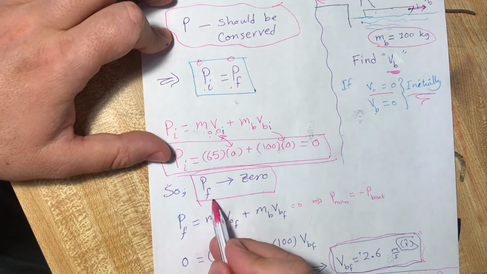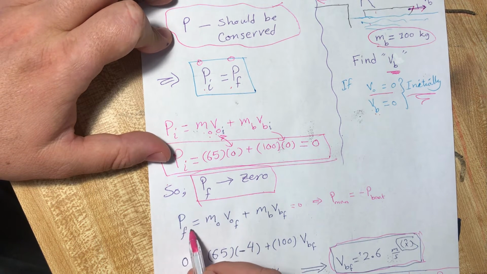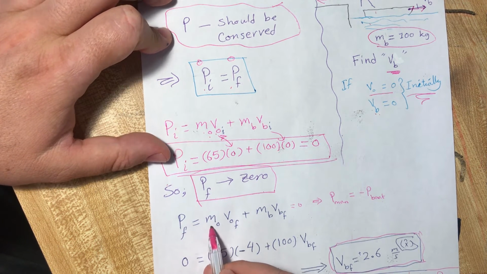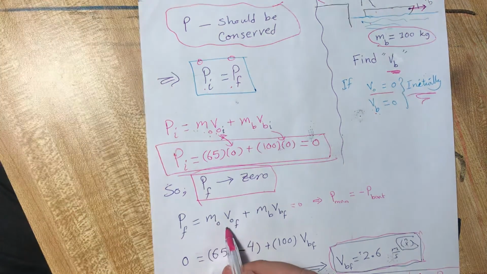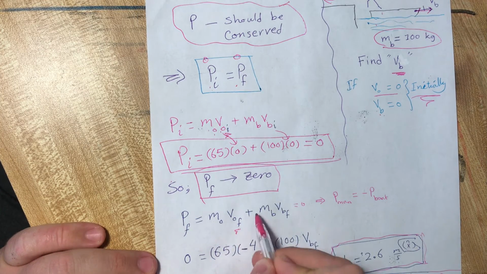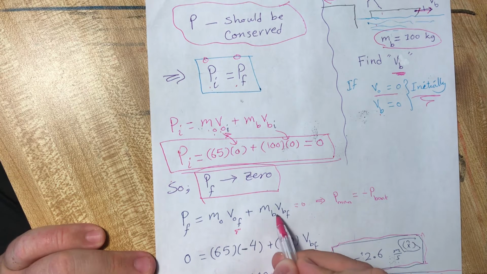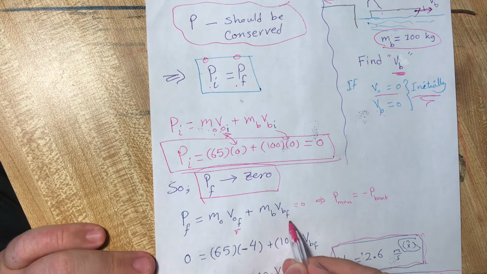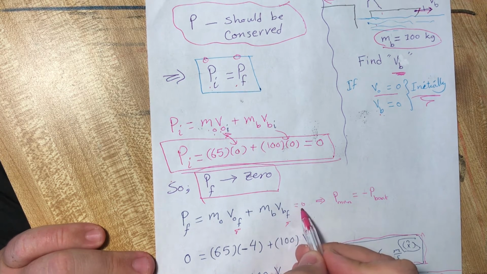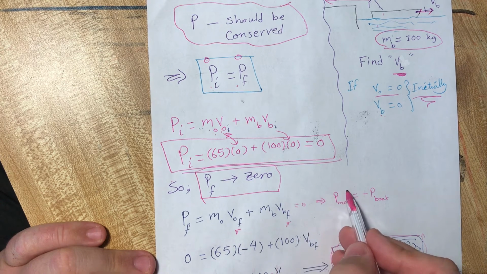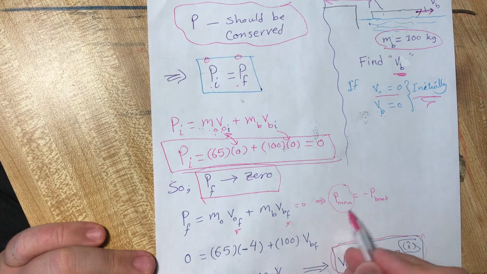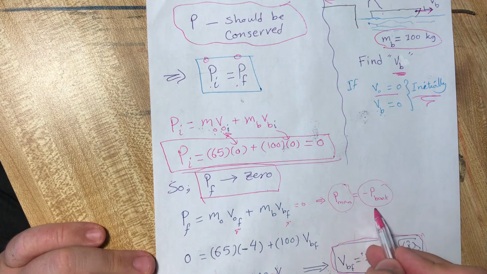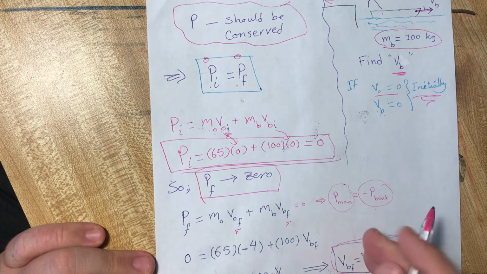What is the final momentum? The momentum finally is equal to the mass of the man multiplied by his velocity finally, plus the mass of the boat multiplied by its velocity finally. It should be zero. From that we can find that the momentum of the man is equal to negative the momentum of the boat after the jump.